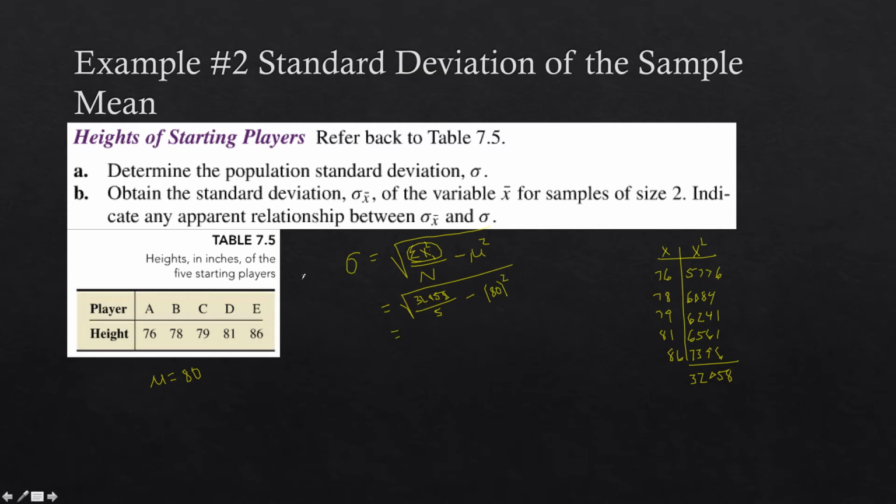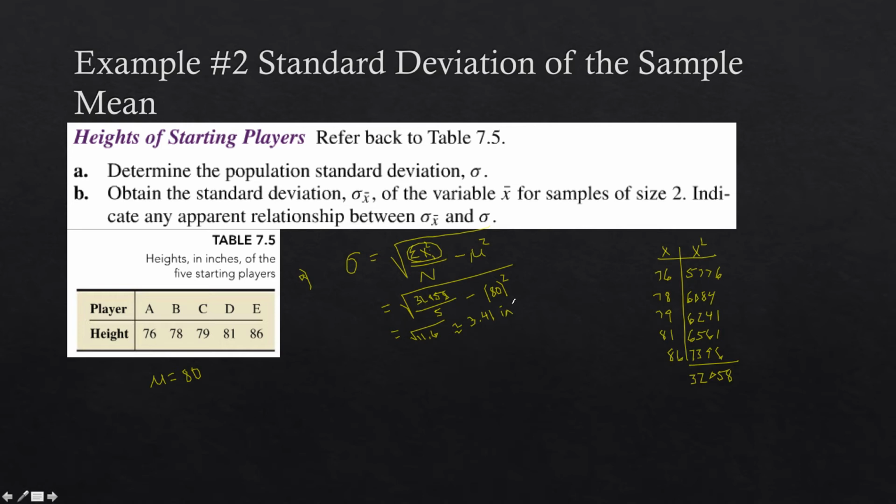Now this is letter A we're solving for here. So go ahead, divide that by 5 and subtract 80 squared. And you should get the square root of 11.6, which should give you approximately 3.41 inches for the standard deviation. Okay, approximately 3.41 inches.